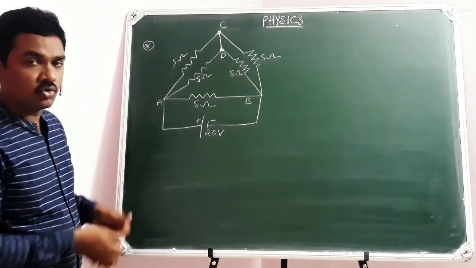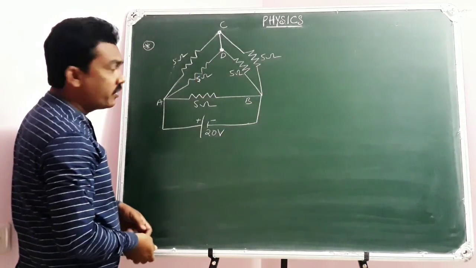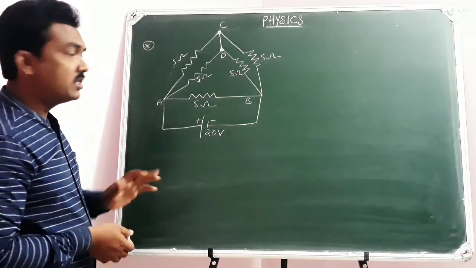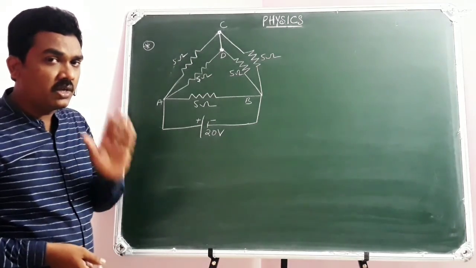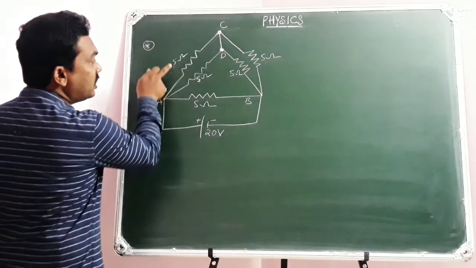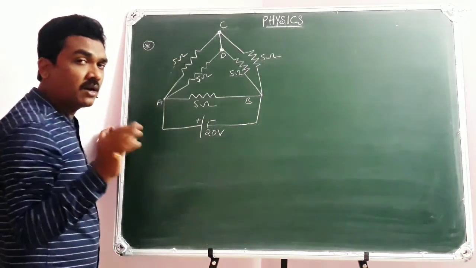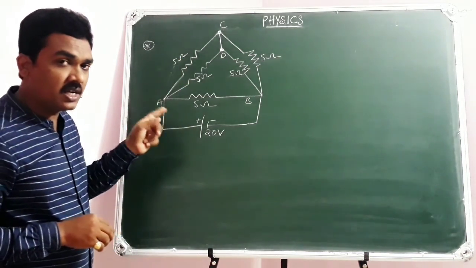So if you look at this combination, as C and D are at the same potential, AC and AD will have the same potential difference. Between AC and AD, there will be the same potential difference, so that these two resistors, each of 5 ohm, will be in parallel, because they are at the same potential difference in between AC and AD.